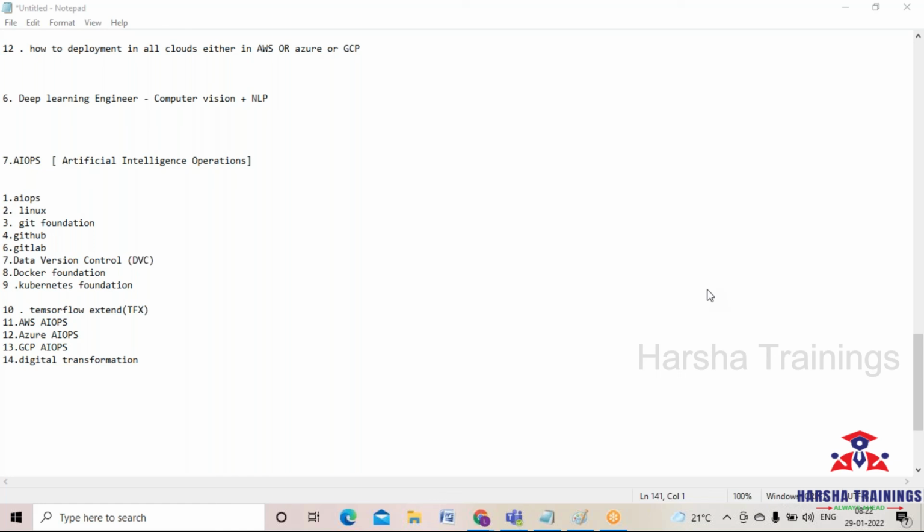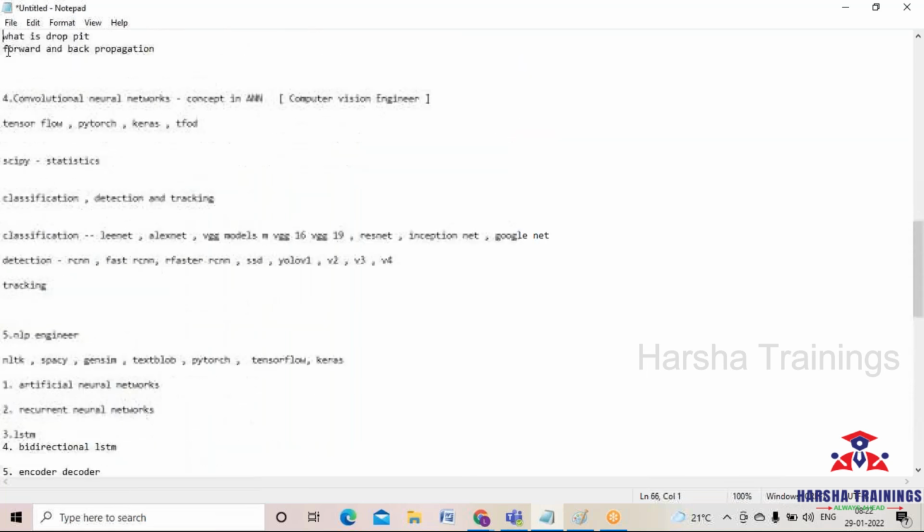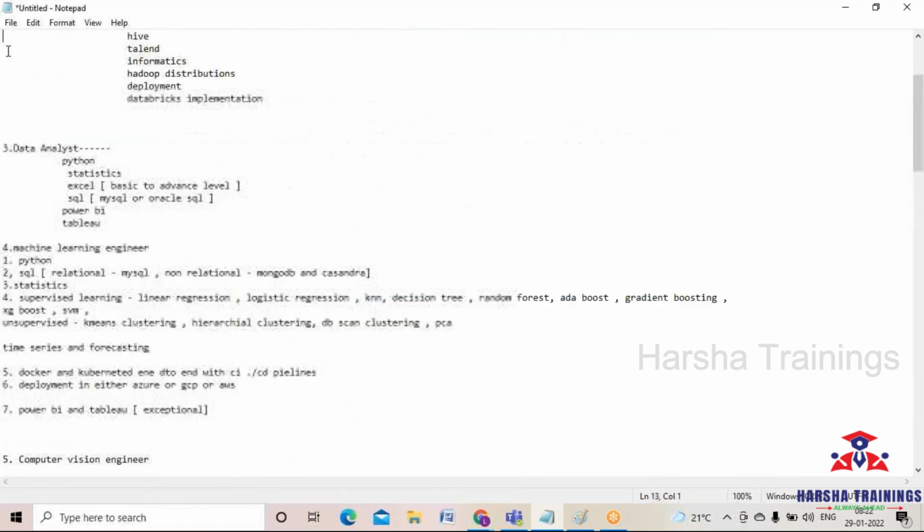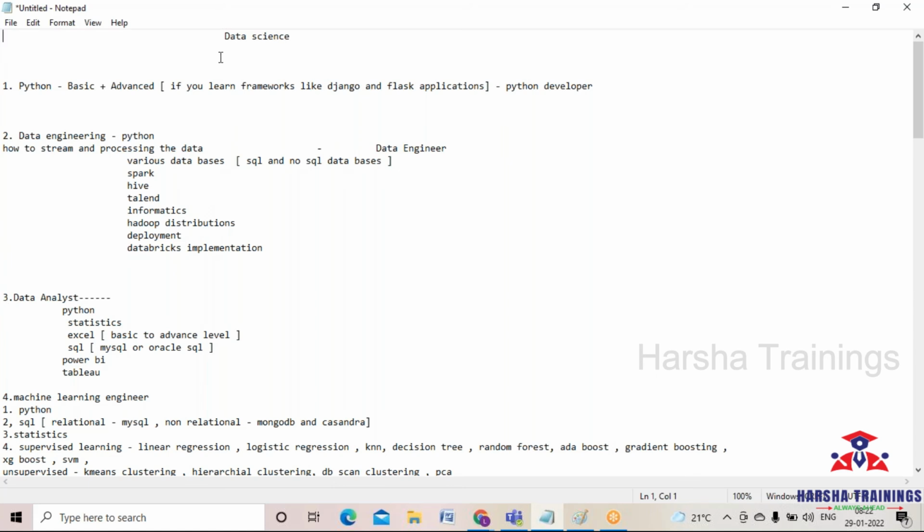So, data science and data analyst. Data science comes into all these things. If you have all these skills, then you enter into data science. You have to know Python, data engineering, data analysis, machine learning. All of this comes under one umbrella, data science.